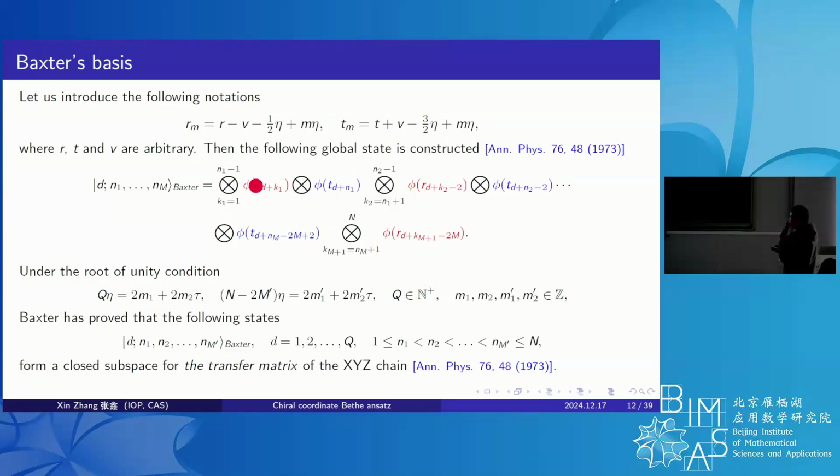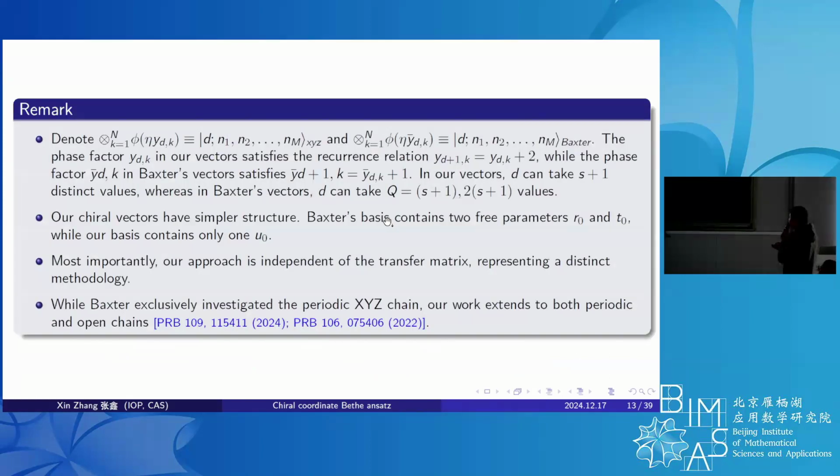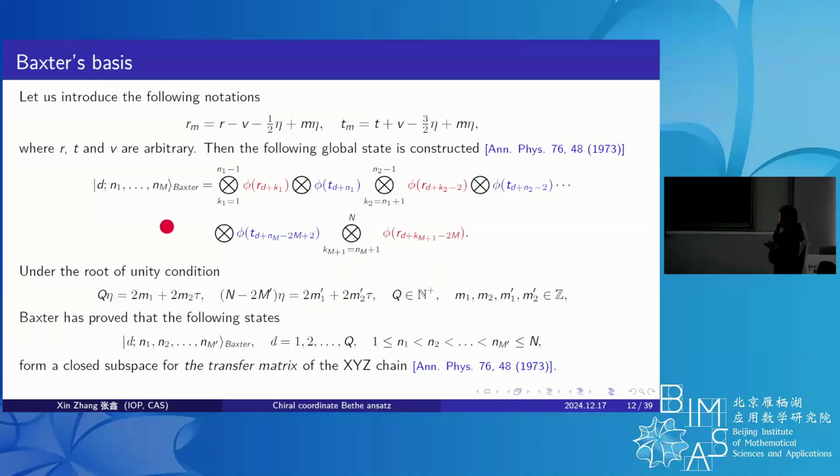So in Baxter's spaces, we see there are chiral states. The phase increases linearly, but at the kink you get another parameter t, and then it goes from spin up to spin down, or spin down to spin up. I want to say that in Baxter's spaces, his basis is more like spin, with so-called quasi spin flips based on the all spin up or all spin down state. In Baxter's work, he also proved that under such a root of unity condition, this set of states also forms a closed subspace for the transfer matrix of the XYZ chain.